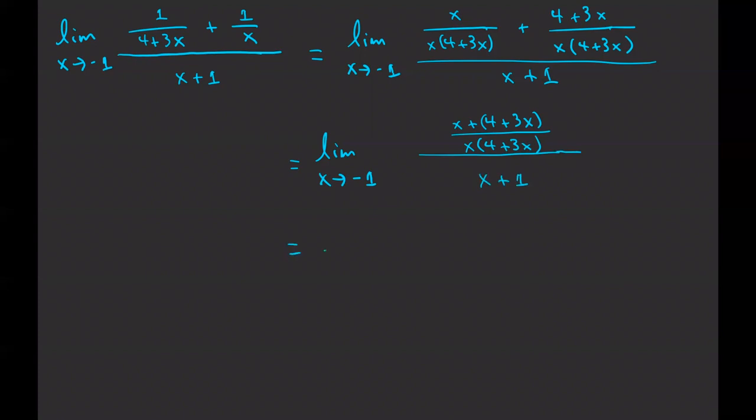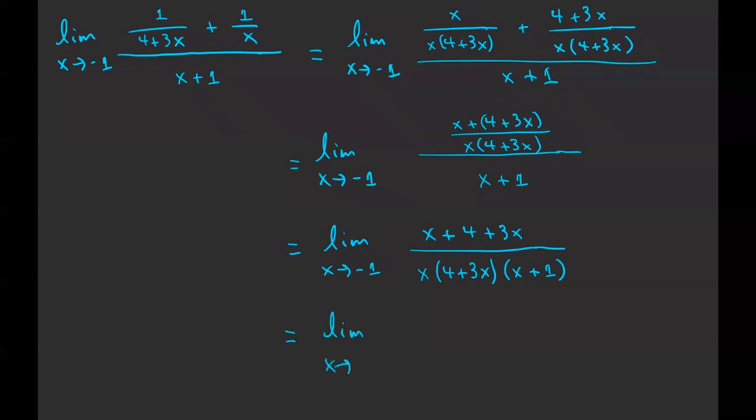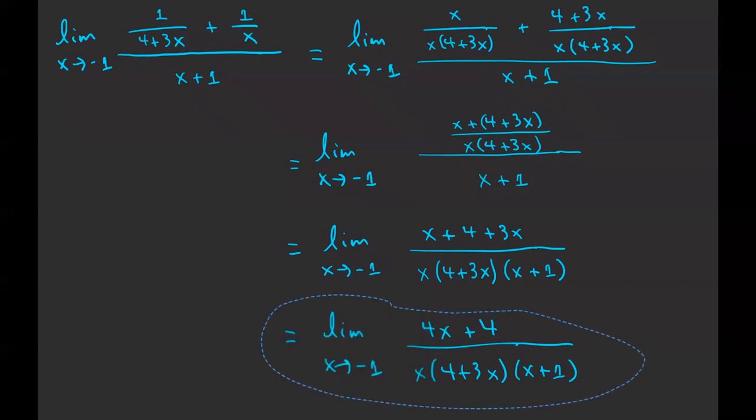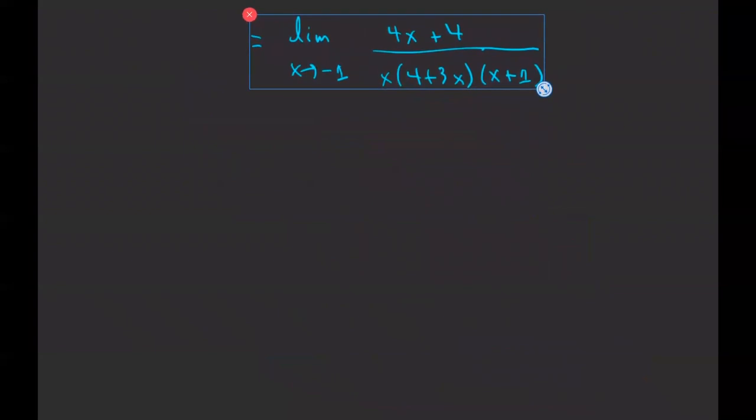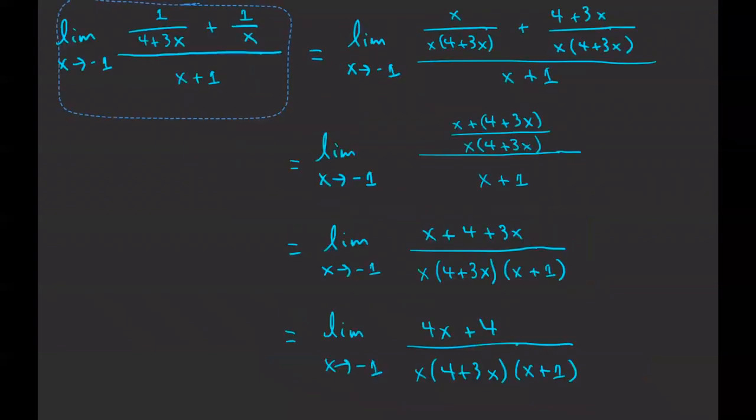And again, fraction math, get comfortable with this. We're going to be doing a lot of it. I can rewrite this as x plus 4 plus 3x all over x times 4 plus 3x times x plus 1. We can do some simplification here. On the numerator, that x and the 3x add together, and then I have 4x plus 4 all over x times 4 plus 3x times x plus 1. I'm running out of space here, so let's copy this onto a new page. Copy the original limit as well, just so we can see it.